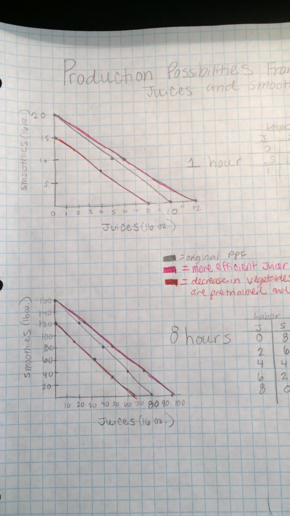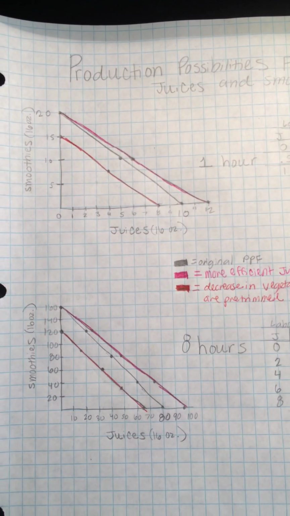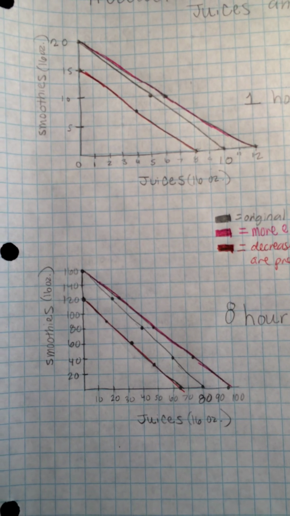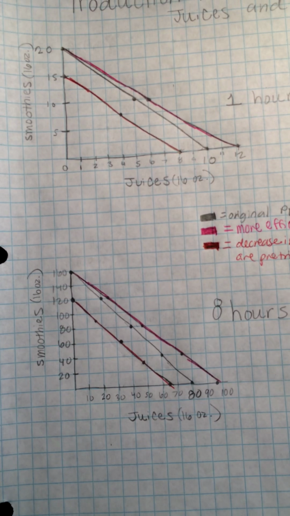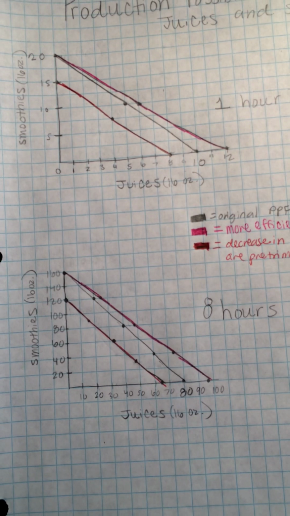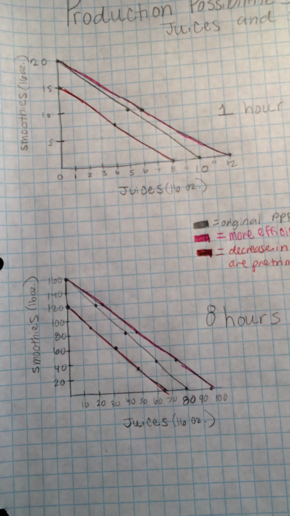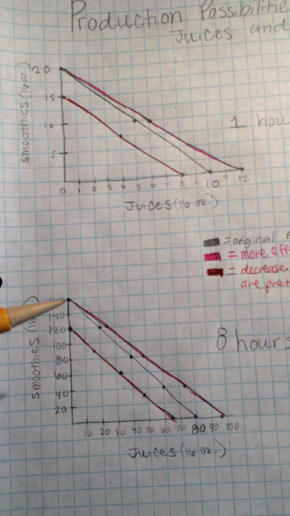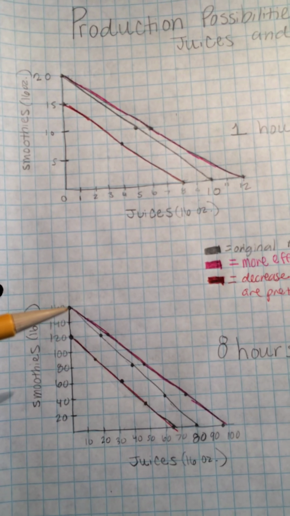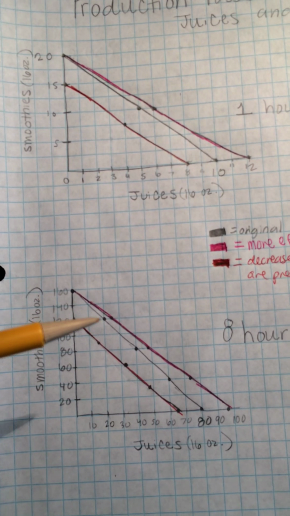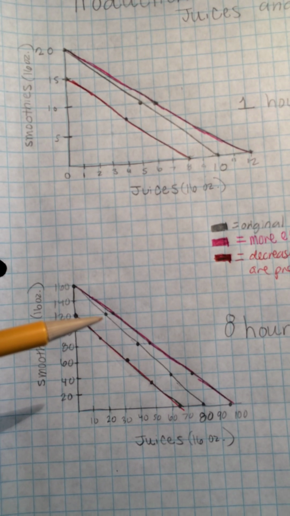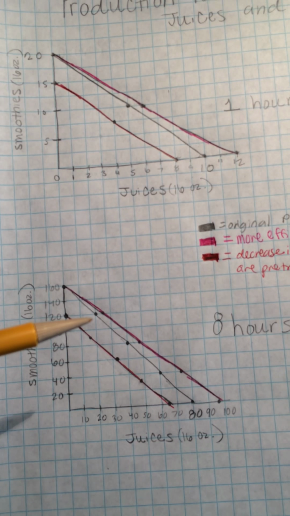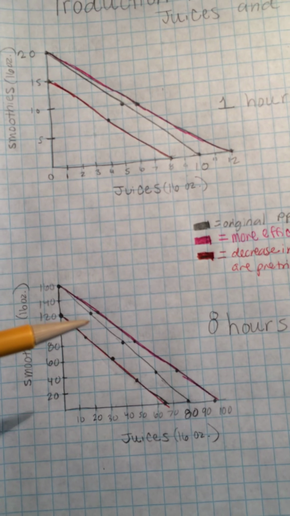Next, I translated that information to a time period of 8 hours. So this is my production possibilities frontier graph for producing smoothies and juices over the course of 8 hours with different time combinations. So if I spent the full 8 hours on producing smoothies, I would have 160 smoothies and 0 juices. If I spent 2 hours on juices and 6 hours on smoothies, I would have 120 smoothies and 20 juices.